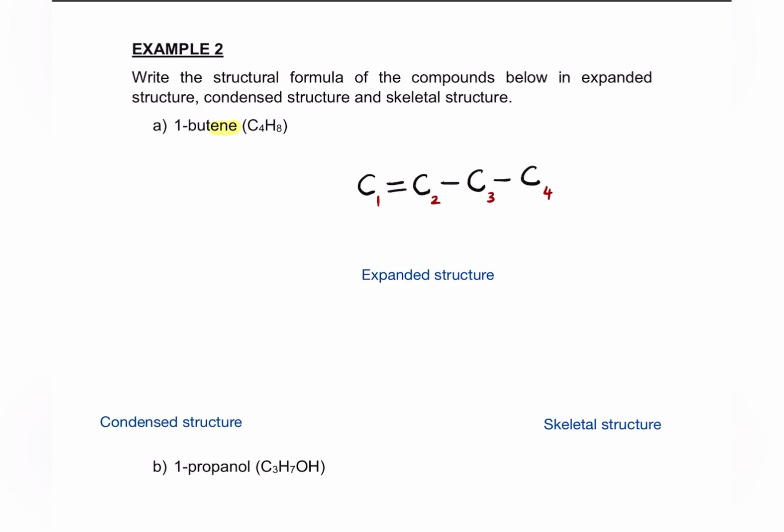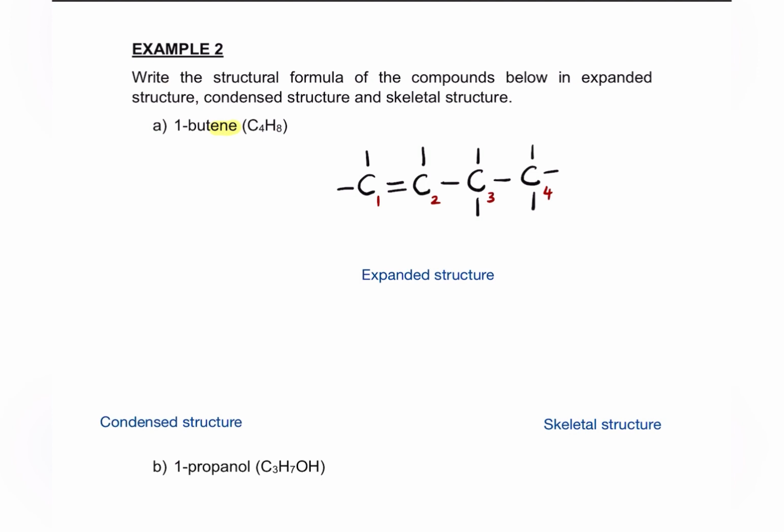And then what's next? Make sure you put 4 covalent bonds around each carbon atom. Carbon 1 already has 2, so you have 2 more left, so I'm going to draw 1, 2. Carbon 2 has 1 more left. Carbon 3 has 2 more left. And carbon 4 has 3 more left. So all of them have 4 covalent bonds.